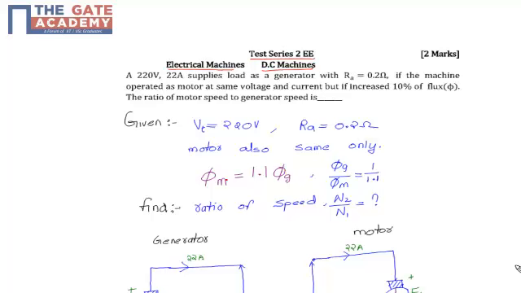generator. After this we'll get the value of this, and we have to find the ratio of motor speed to the generator speed. We have to find the ratio of motor speed, that is N2, to generator speed, that is N1, to find the value of the ratio of motor speed to the generator speed.